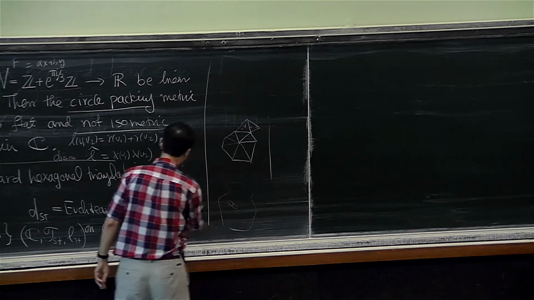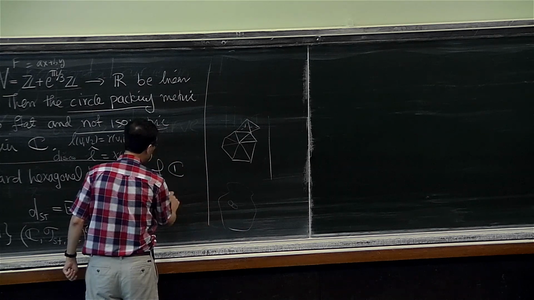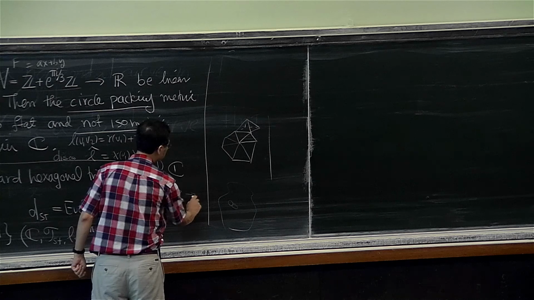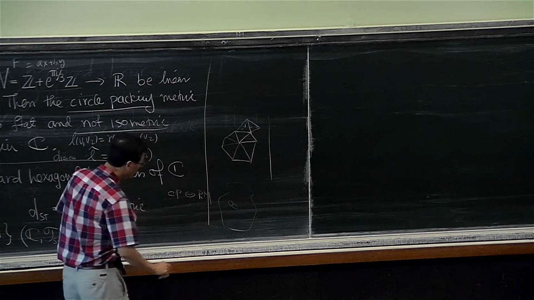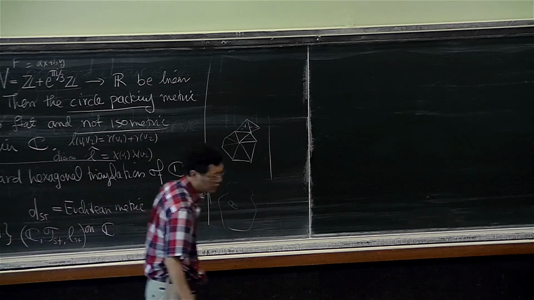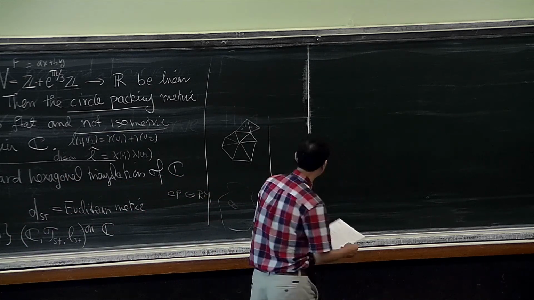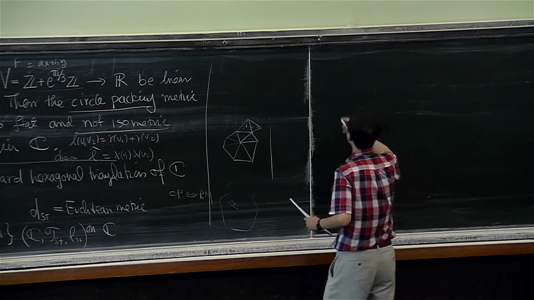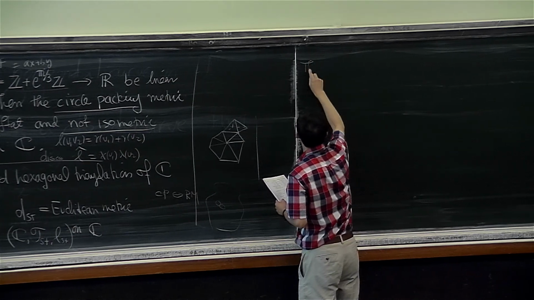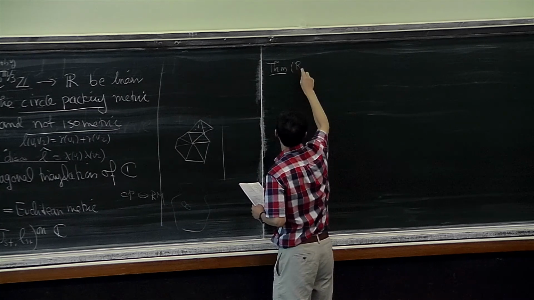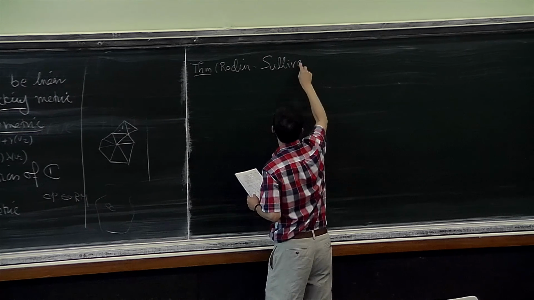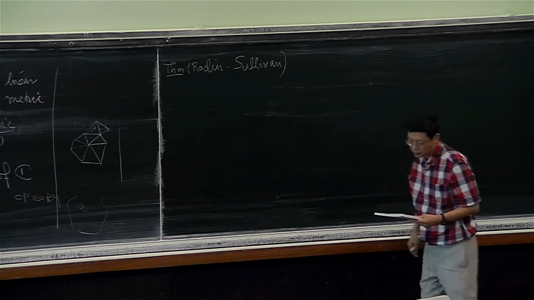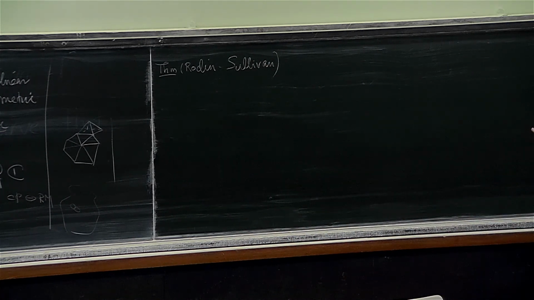And so in some senses, circle packing is more like the Riemann mapping, and the discrete conformal is a discrete conformal for Riemannian metrics. Okay, so let me state Rodin-Sullivan again. This is the key step in showing that the limit of the circle packing map is a conformal map.